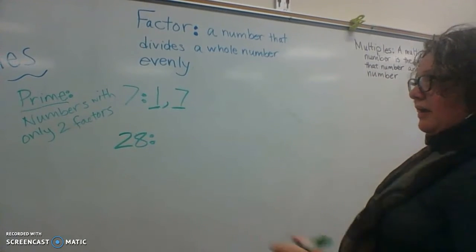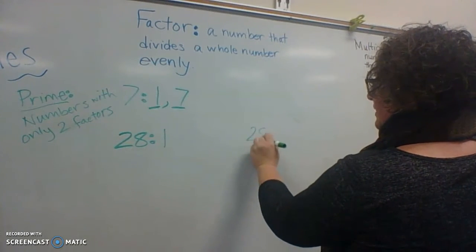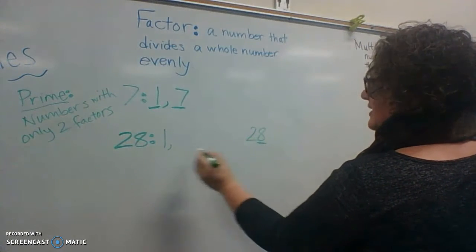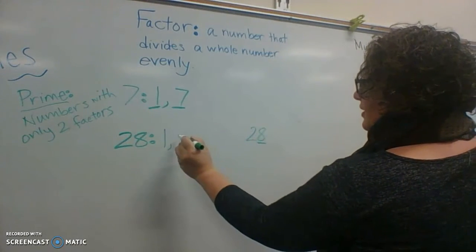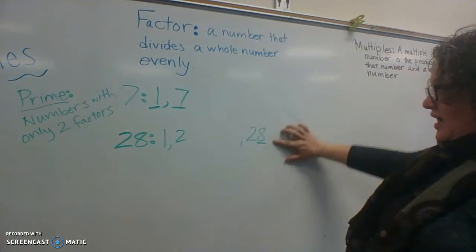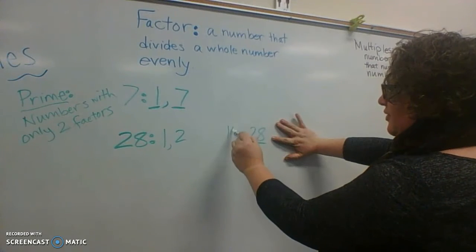So for 28, we're going to go 1 and 28. We know that 2 goes in there because it's an even number because it ends in 8. 2 goes into 2 one time, and it goes into 8 4 times. So it would be 14.